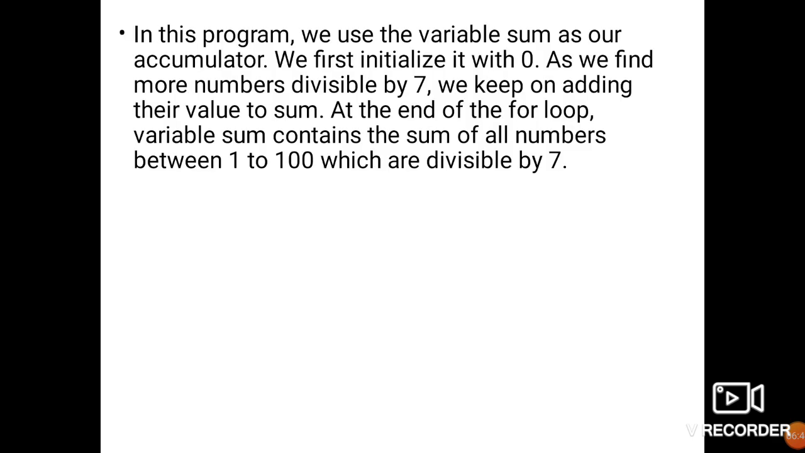Now in this program we use the variable sum as our accumulator. We first initialize it with 0. As we find more numbers divisible by 7, we keep on adding their values to sum. At the end of the for loop, variable sum contains the sum of all numbers between 1 to 100 which is divisible by 7.